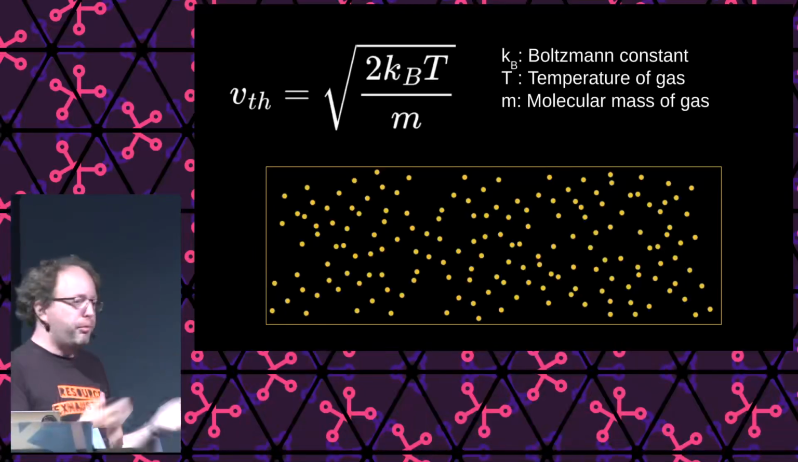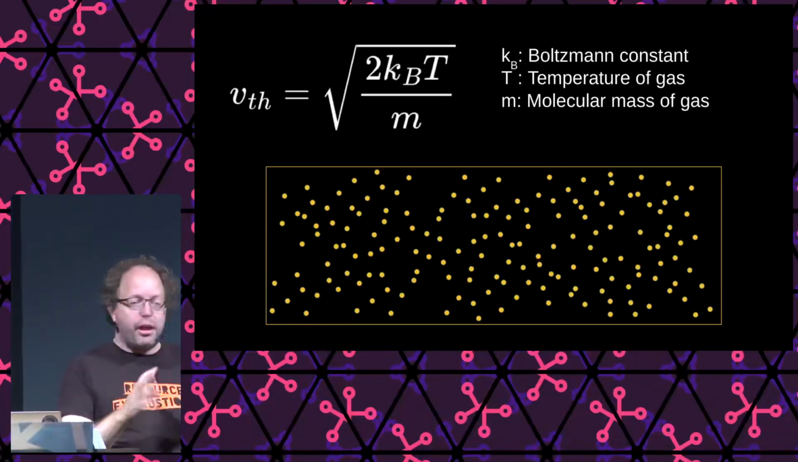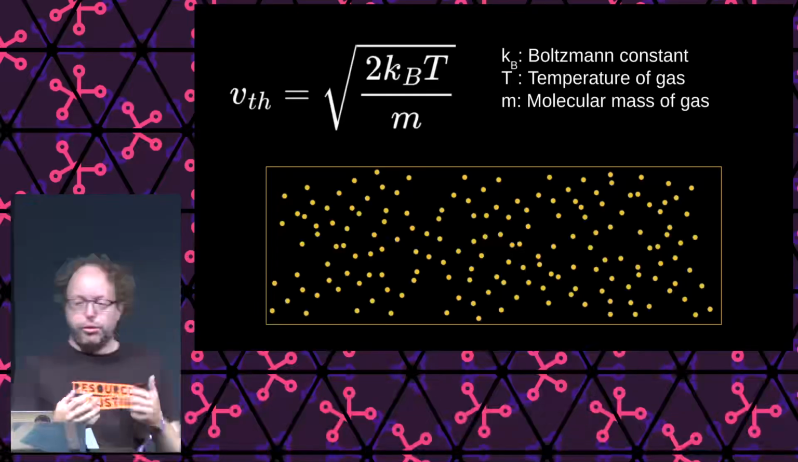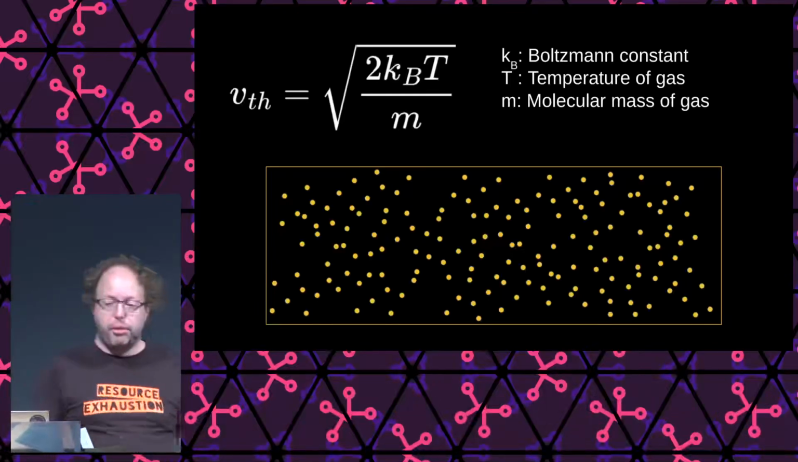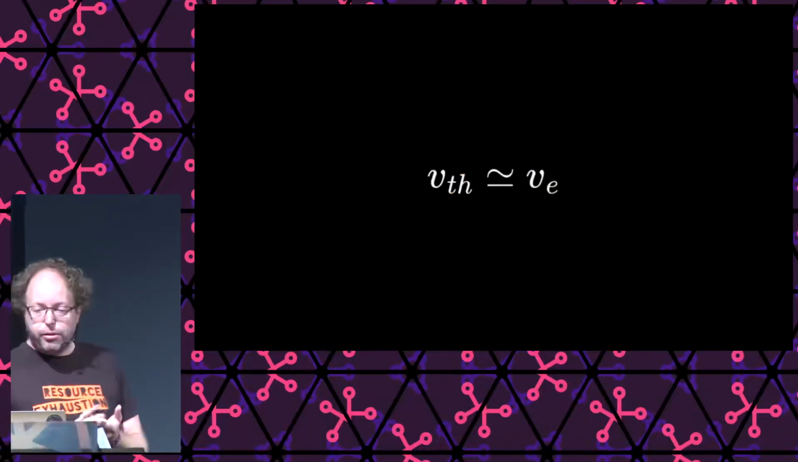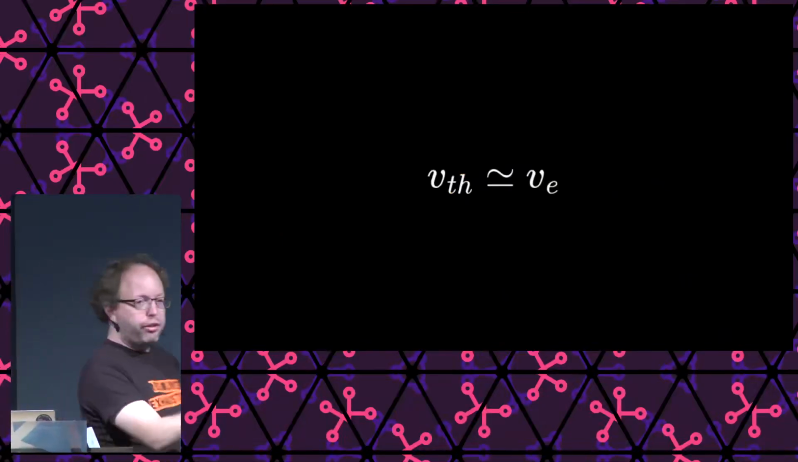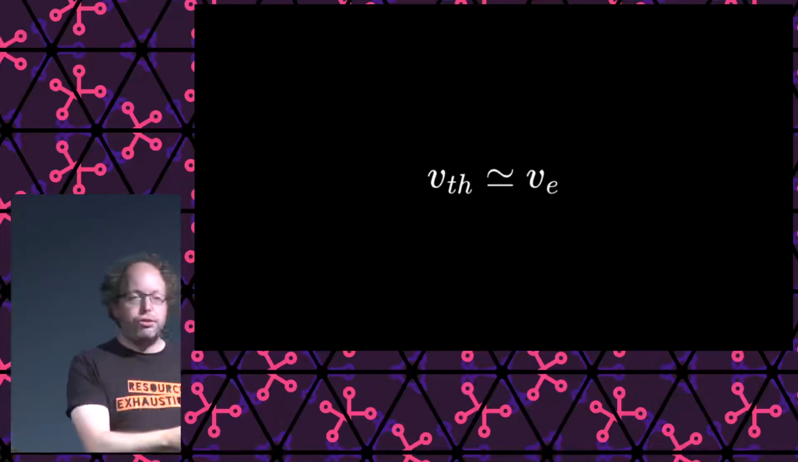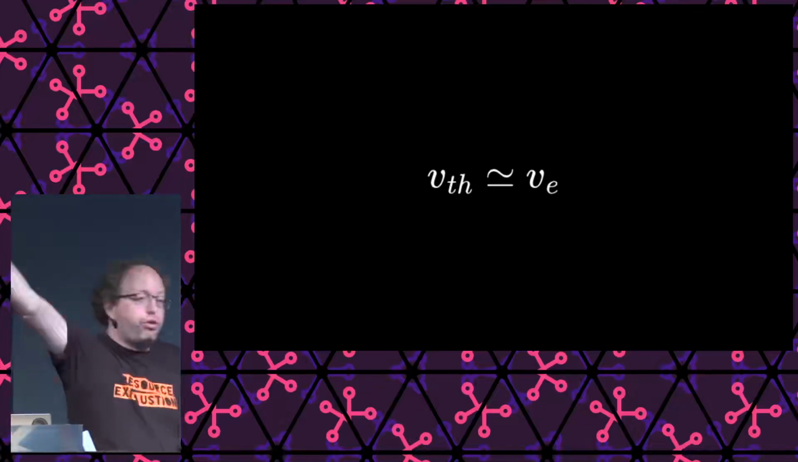Hydrogen has an atomic weight of 1, but it tends to be found in nature as H2, so aggregate mass is 2. Nitrogen has an atomic mass of 14, but is found as N2, so 28, right? So what happens if the velocity of the gas is similar to the escape velocity of the planet? Well, it goes away, right?